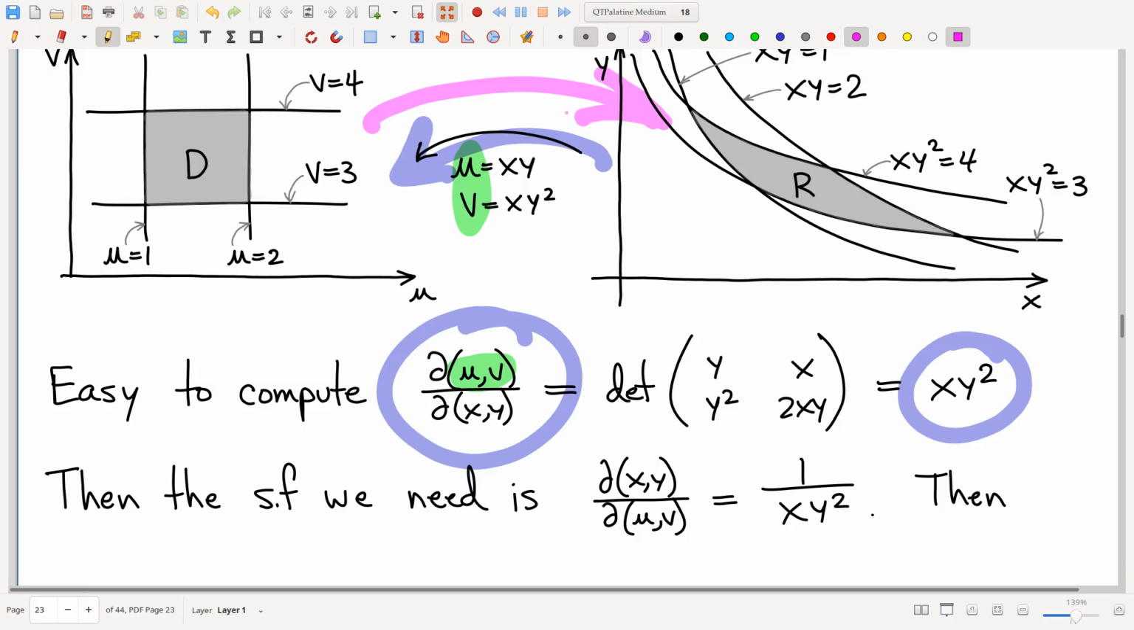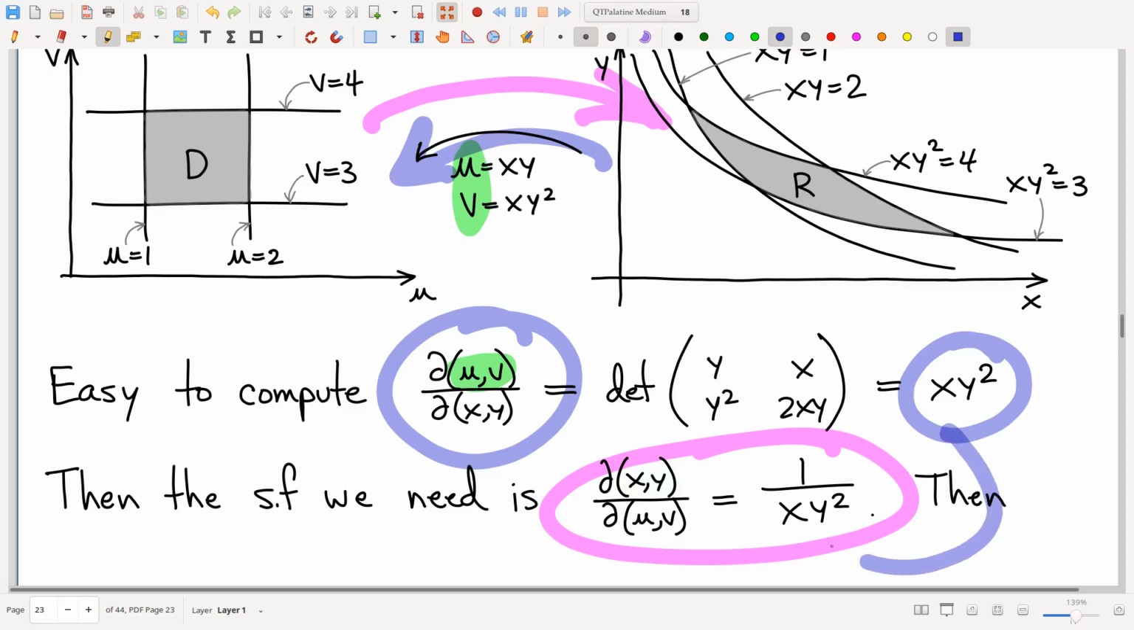So, per my argument above, if I want to know my stretching factor, if I were able to solve for x and y and turn this around and make this change of variables function go the right way, what would my stretching factor be? No problem. It's just the reciprocal, just like the notation suggests. Is everybody on board? Yes?